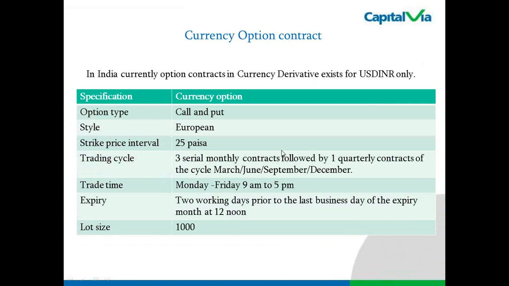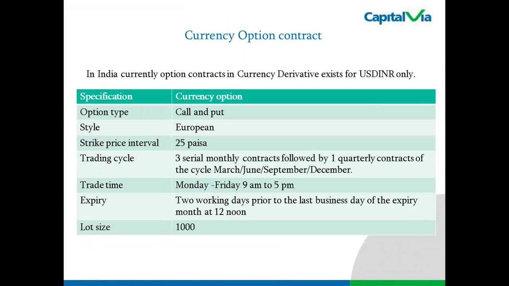Now, most of you might know, and some of you might not, that we also have an option contract for currency instruments. When I talk about the option contract, we have both call and put, but only on the USD INR contract as of now. The style is European and the strike price interval is 25 paisa, which means you have the 55 call, the 55.25 call, the 55.50 call.